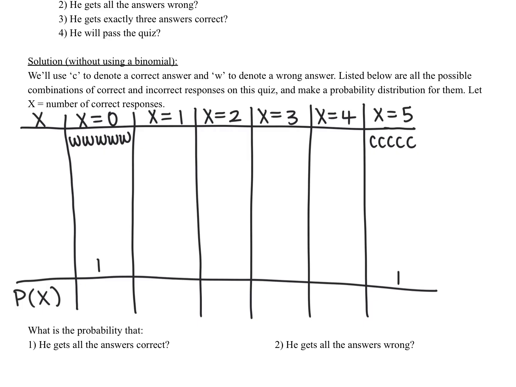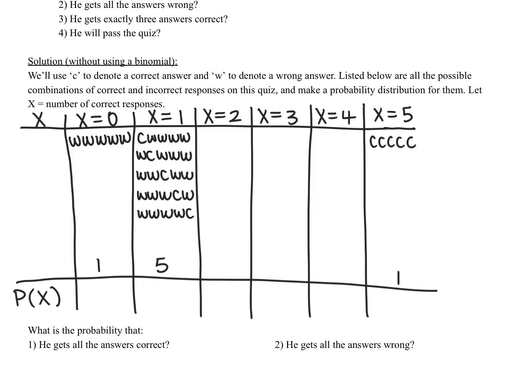But the 1, 2, 3, and 4 are going to have multiple ways for it to happen because it could be any of the 5 questions he gets correct. So if he gets one of them correct, it could be the first one and then the next 4 are wrong. Or he could get the second one correct and the next 3 wrong. He gets the first 2 wrong, third one correct. He could get the fourth one correct, or he could get the first 4 wrong and the last one correct. So there are 5 ways for him to get one question correct.